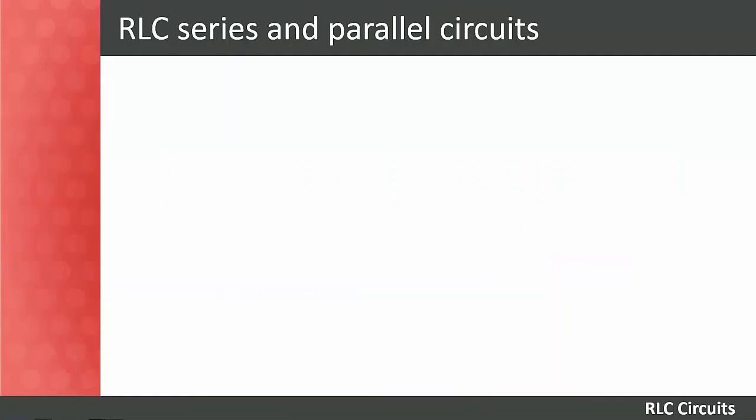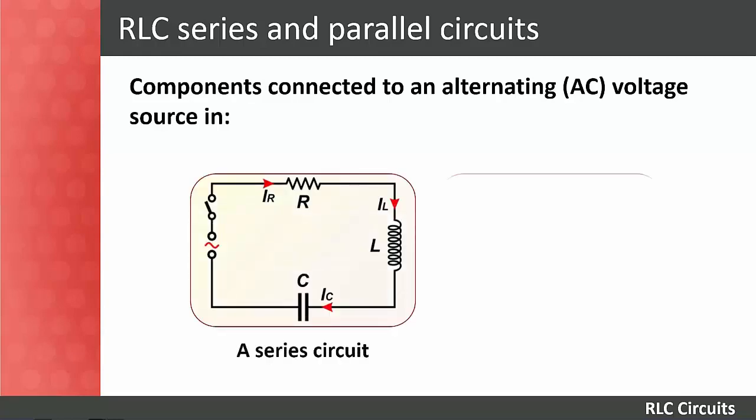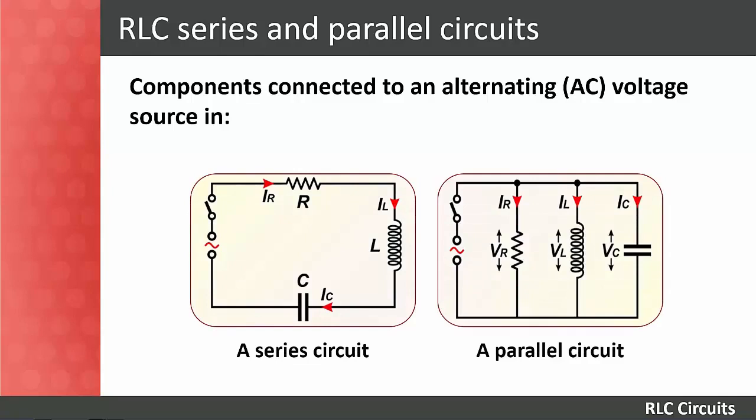During our studies in Levels 2 and 3, we focused our attention on how resistive components such as resistors and light bulbs behave under DC conditions. In this section, we will consider the relationship that exists among different components when connected to an alternating voltage source, AC, either in a series circuit or a parallel circuit.